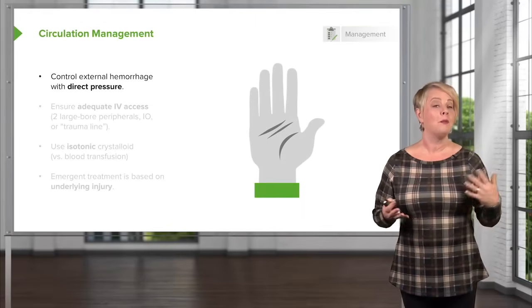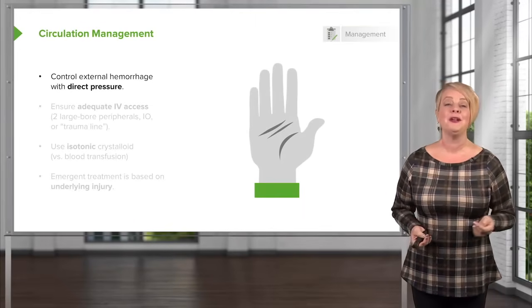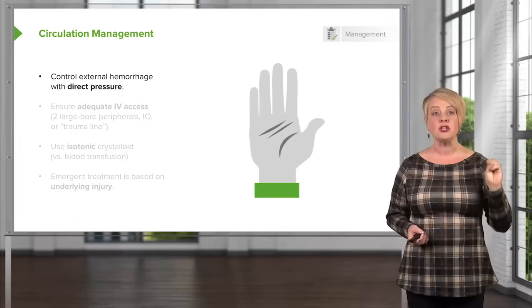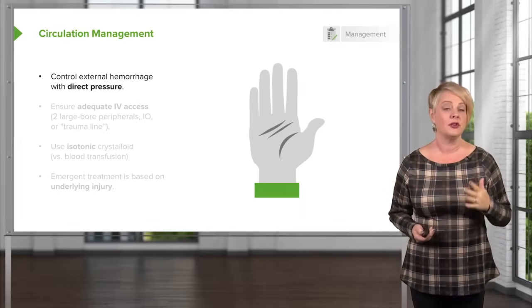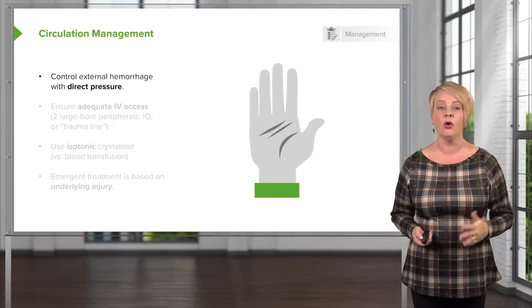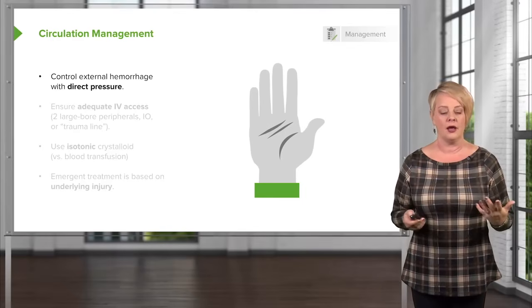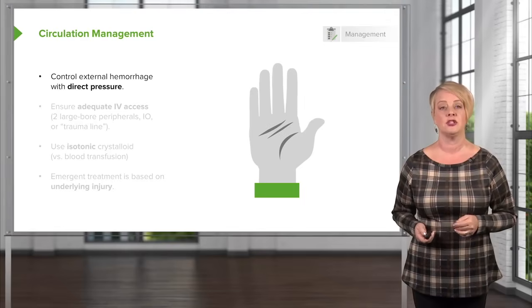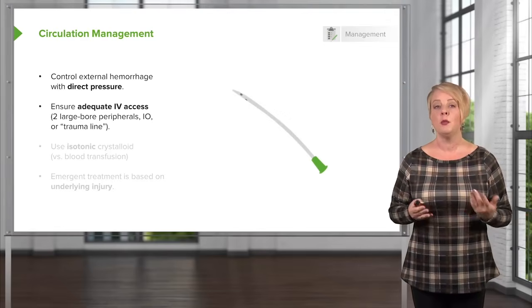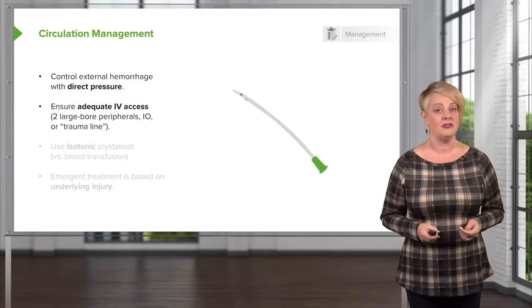All right, while we're managing circulation, I already alluded to this before, but clearly if a patient has blood spurting out of a wound, you're going to want to apply some direct pressure to that to get that bleeding under control. This is going to be one of our immediate maneuvers that we do during the primary survey to stabilize the patient. In addition, we want to make sure that our patient has adequate IV access.